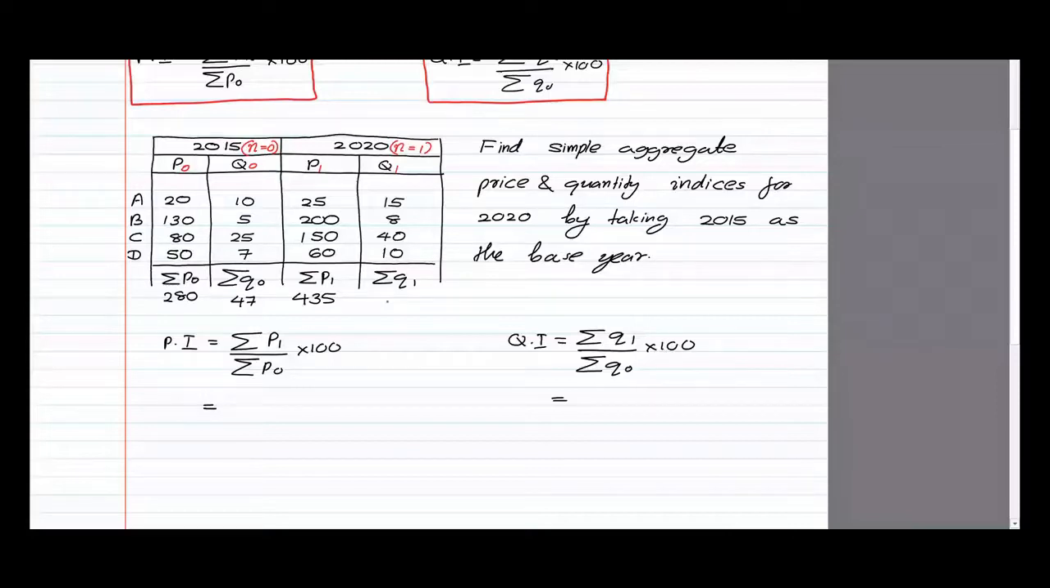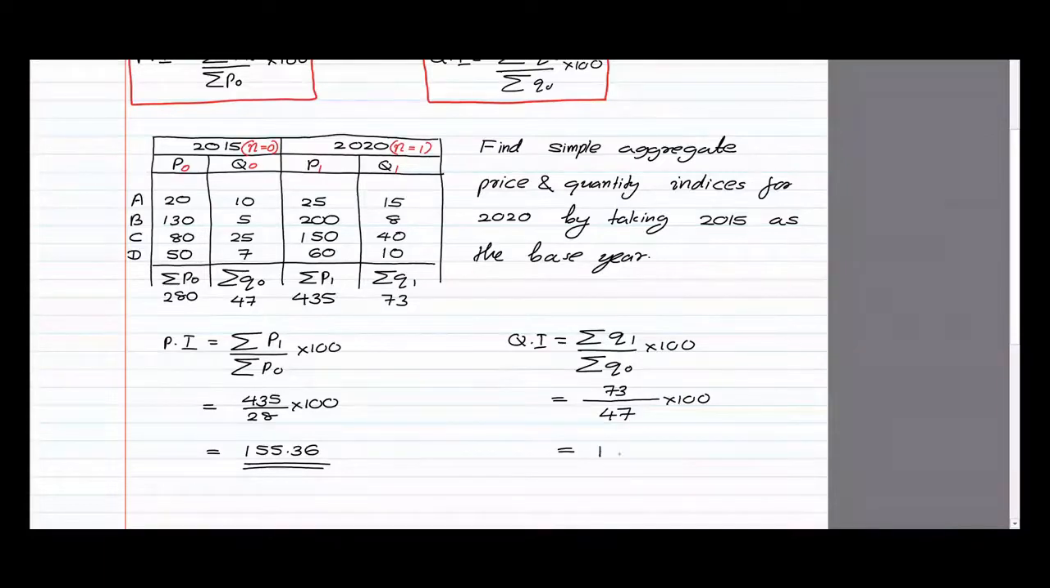Right. Now to get the price index, take sigma P1, which is 435, divided by sigma P0, which is 280, into 100. What is the answer? 155.36. Then for the quantity index, you take sigma Q1, which is 73, divided by 47 into 100. What is the answer? 155.32.